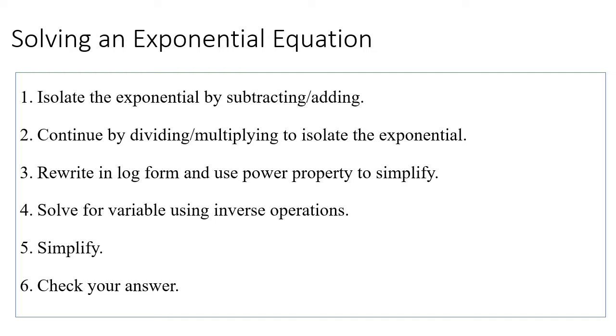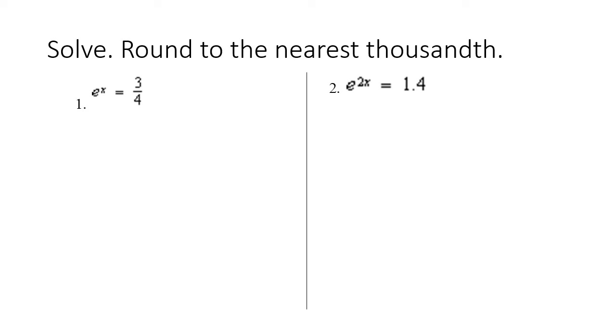Okay. So rewrite in log form and use power property. This is where we're going to use property number 2 and property number 5. All right, let's get started. So here we have e to the x equals 3/4. So the first step is to isolate the exponential. Our exponential is isolated, so step 1 is satisfied.